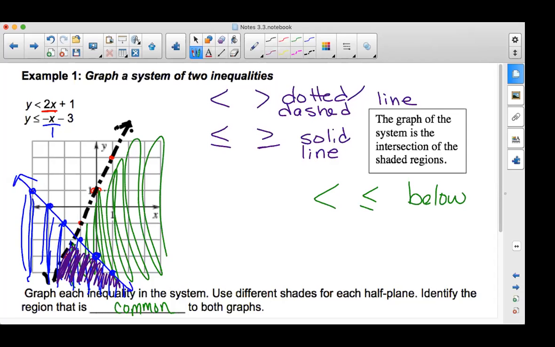So obviously, I have a couple more that we're going to do. We're going to throw in an absolute value graph as well to make it a little more interesting. Are there questions on this problem?